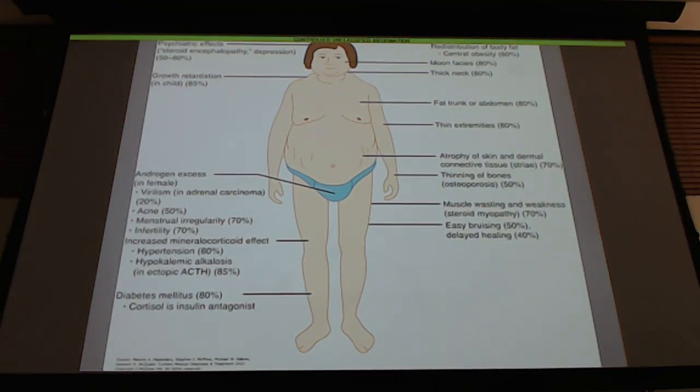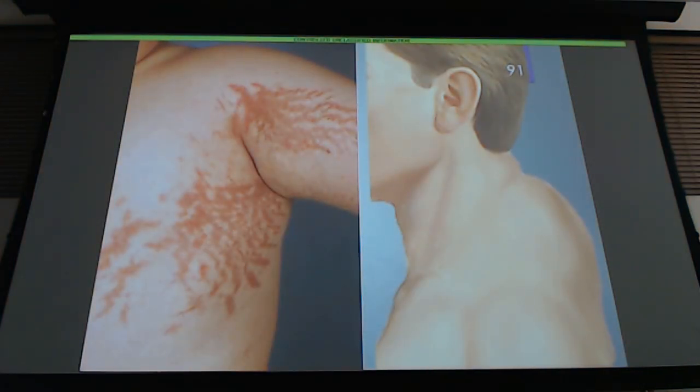Here's a lovely picture if this helps you know all of the signs and symptoms of someone with Cushing's. This is your purple striae. You can get normal stretch marks, but those are usually more flesh colored or skin tone. These are darker.